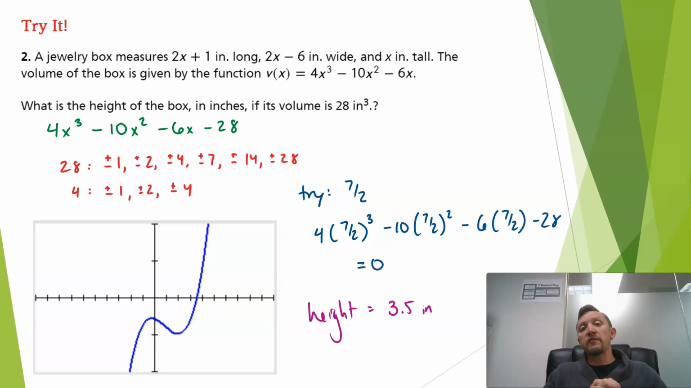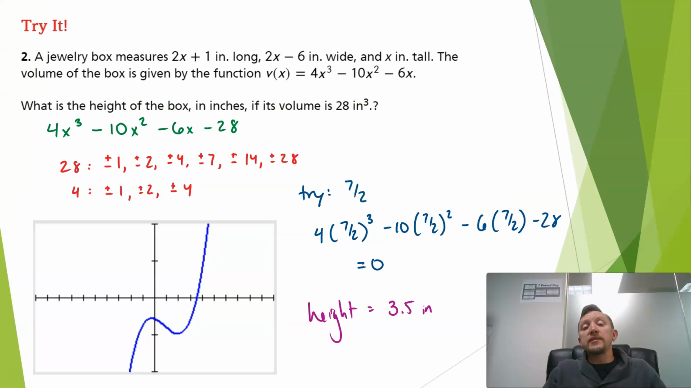And sure enough, if you put 7 halves into that function, you get 0 as your answer. So we know that 7 halves would be our solution. That's our value for x, and that's all they're asking for. They're asking for what is the height of the box, and the height of the box is x. So it'd just be 3.5 inches, or you could say 7 halves inches. 3.5 inches would be better.